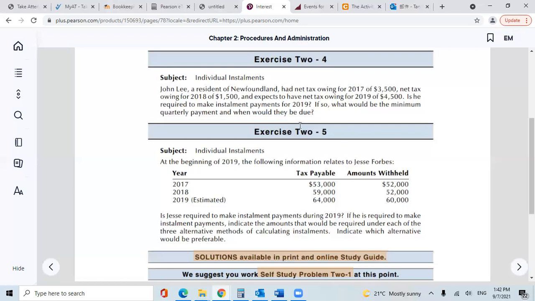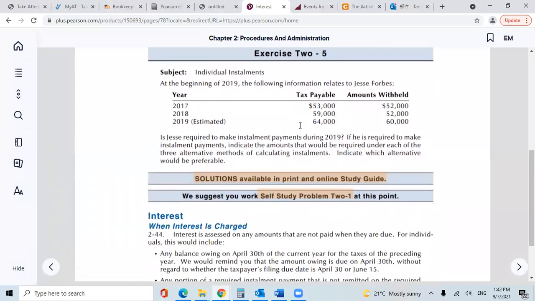Now, for exercise number 2, individual installment. At the beginning of 2019, for Jesse Forbes, 2017 tax payable 53, amount withheld is 52. 2018, 59, amount withheld 52. 2019, you have 64, and amount withheld is 60. So first of all, when you have this calculation, you always want to see if Jesse needs to make an installment payment.